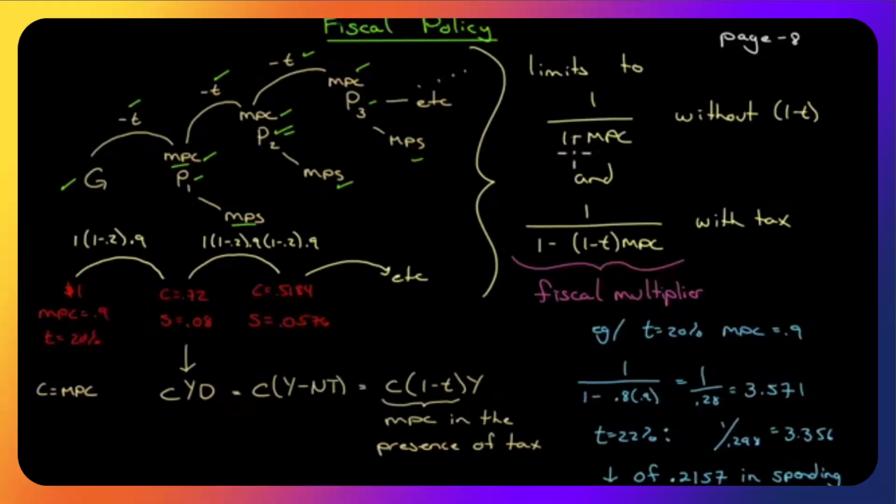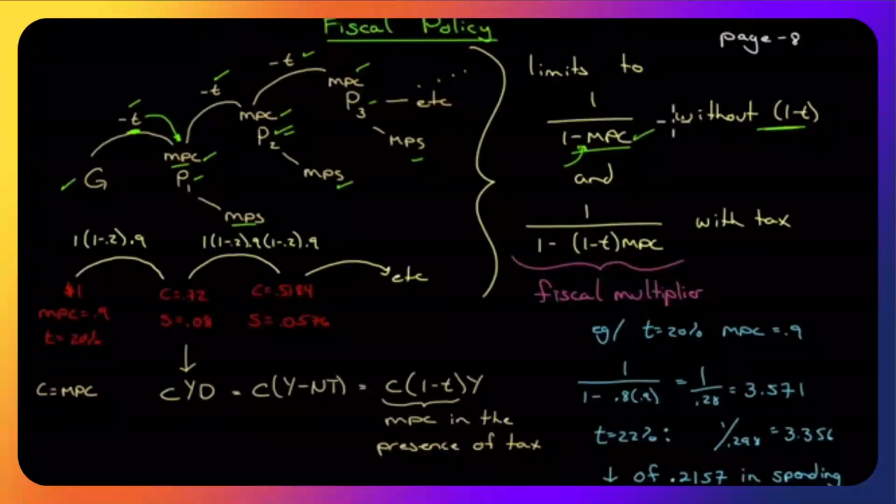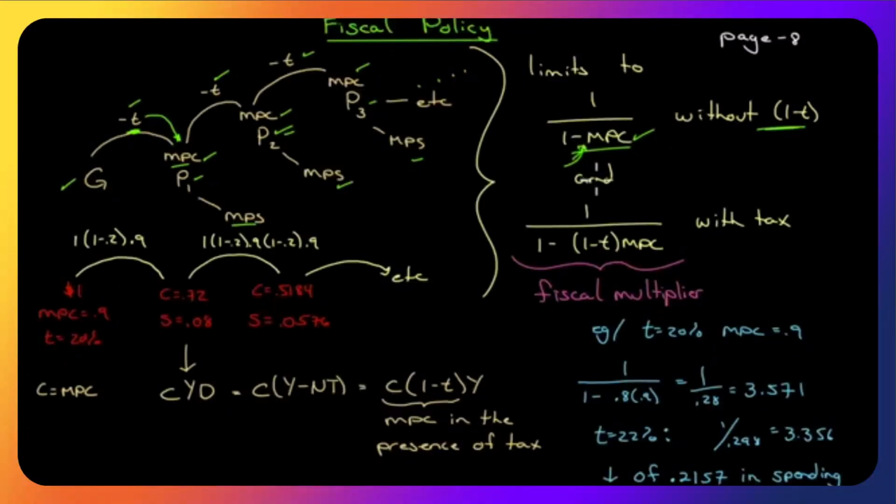This limits out to 1 over 1 minus the marginal propensity to consume in a taxless system. Once you introduce tax, you just stick the tax in front of the marginal propensity to consume. Notice the tax comes before the marginal propensity to consume, so it's 1 minus t times the marginal propensity to consume. So if you remember this, in the face of taxes, you just put 1 minus t in front of MPC, and that is with tax. That is called the fiscal multiplier.